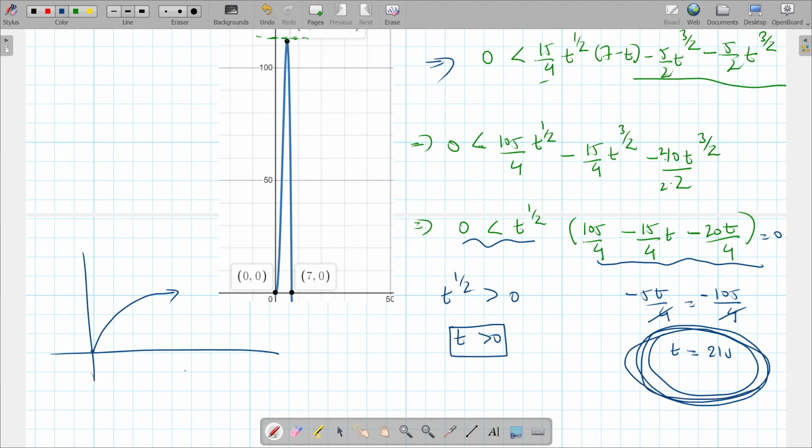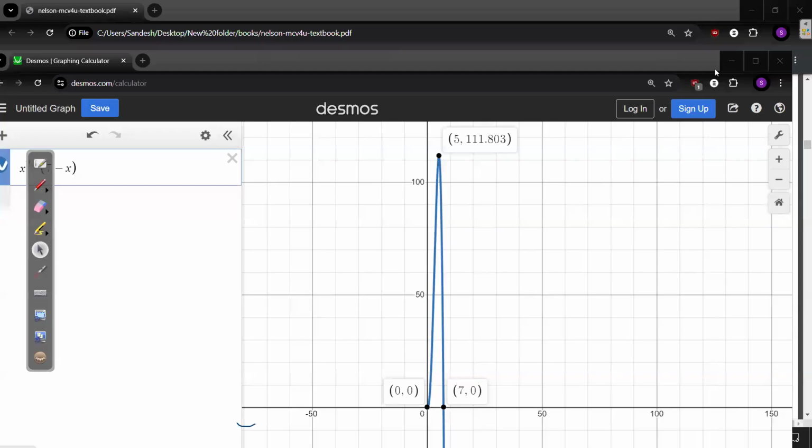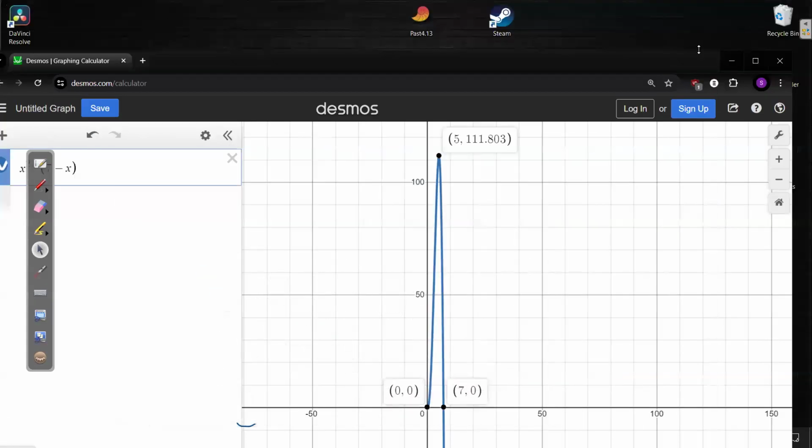Last time we didn't know exactly what the time was, but here we can solve the time precisely. Okay? Usually the graphical approach is better.